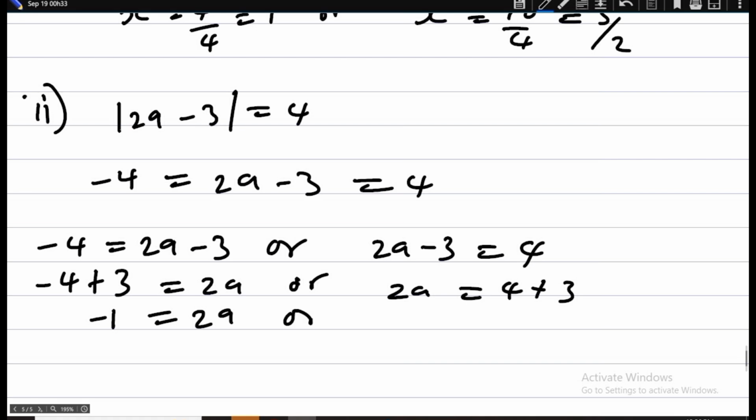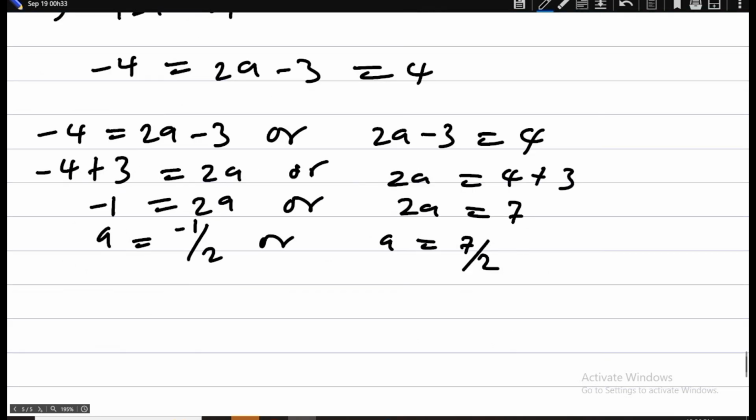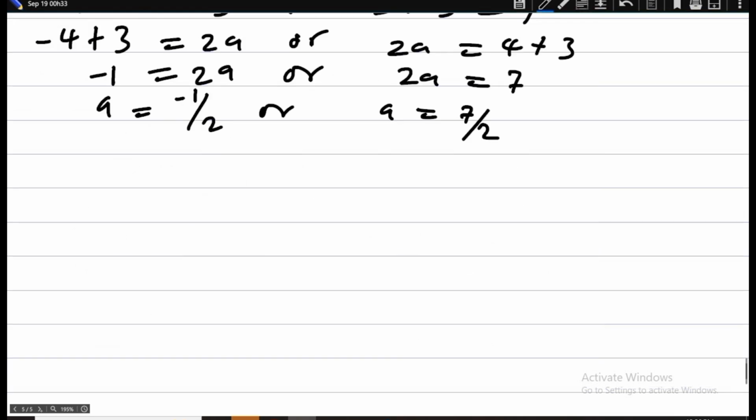So we're having that a is equal to minus 1 over 2, or a is equal to what? 7 over 2. So we go to III, number 15 III. Okay, for number 15 III, we have that the absolute value of p plus 3 is equal to 5.